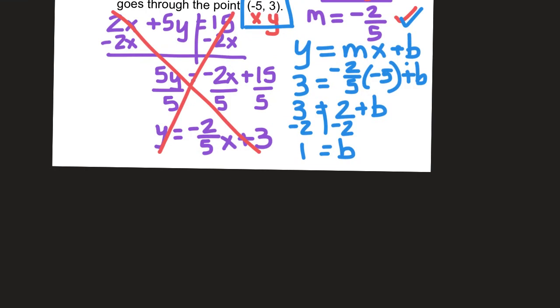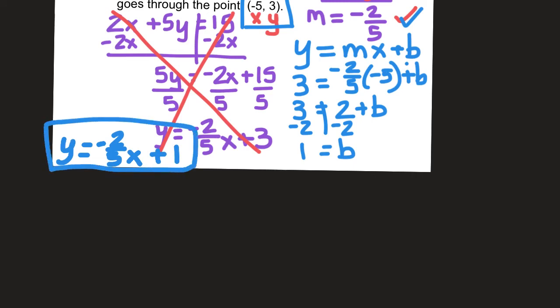So the equation of the line is y equals negative 2/5 x plus 1. That's the equation of the new line. The lesson is yours.